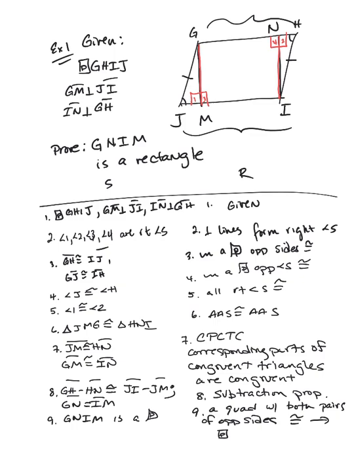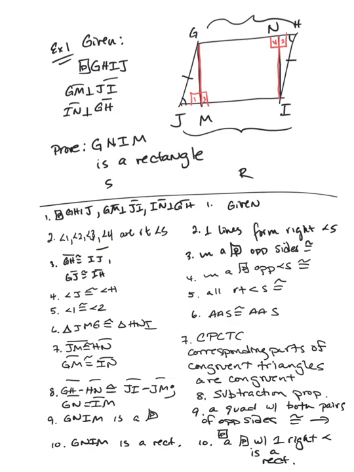And finally, kids, I can say GNIM is a rectangle. And the reason it is a rectangle is because a parallelogram with one right angle is a rectangle. Now, there are other pathways to doing this proof, but this is the one I went with here.